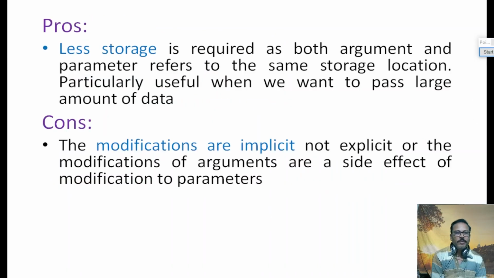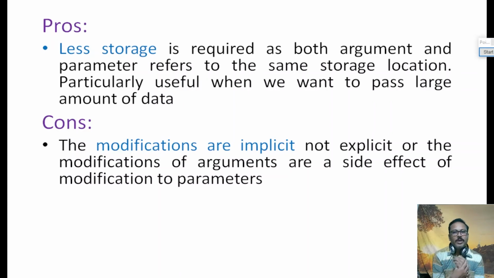So that is the difference between the call by value and call by reference. Call by reference results in less storage because we are accessing the same common location. And it will be useful whenever you want to pass a large amount of data. Definitely you want to prevent copying of the data, so it is more useful in those cases.